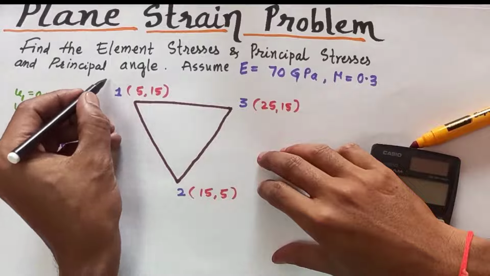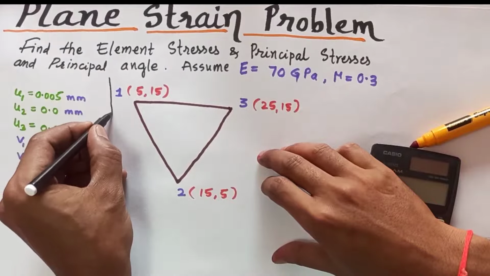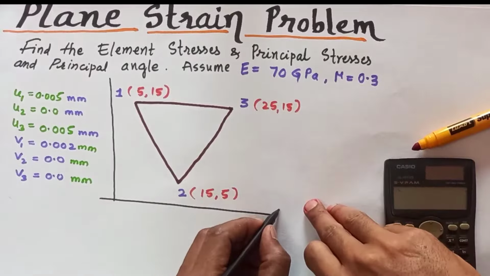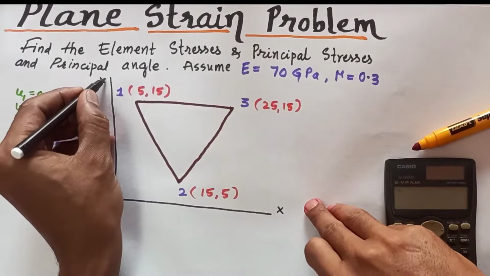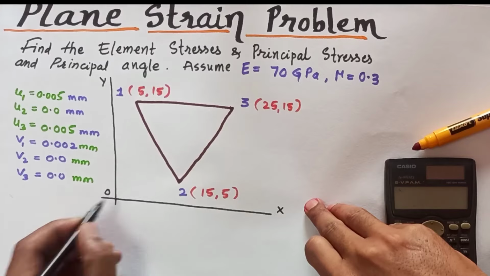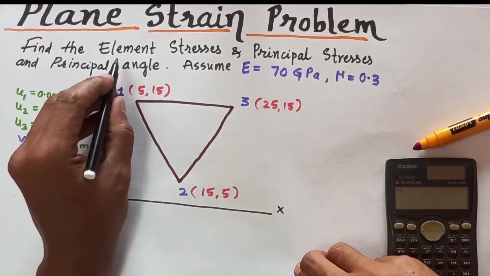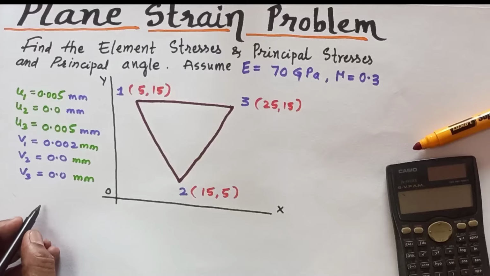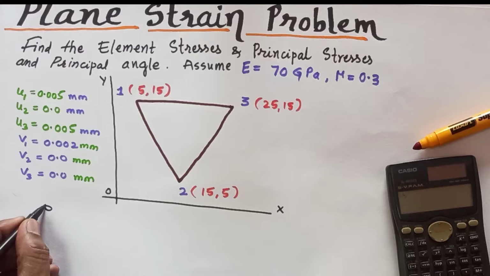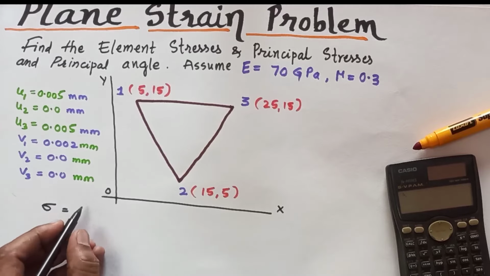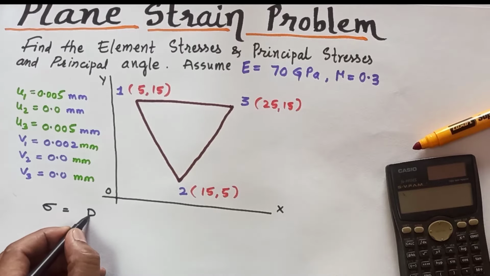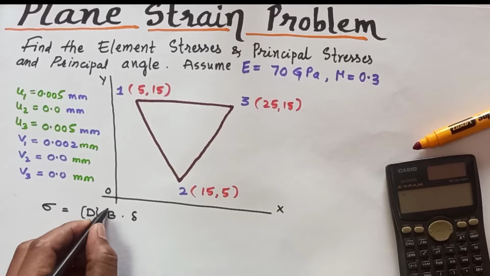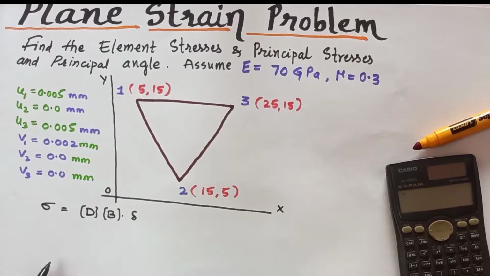So now let us draw one. So this will be your global coordinates x and y. Okay, so you need to define the element stresses. Where the element stress sigma is equal to, for two-dimensional elements, D B into delta. Matrix D, matrix B and delta.